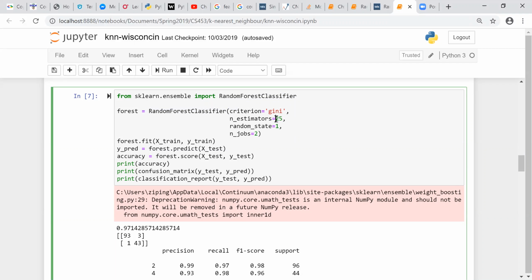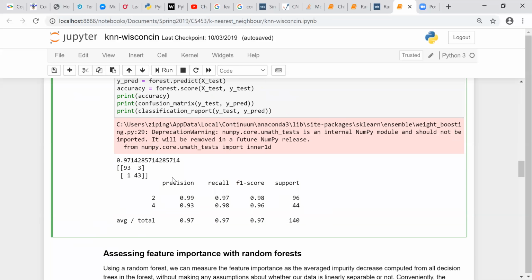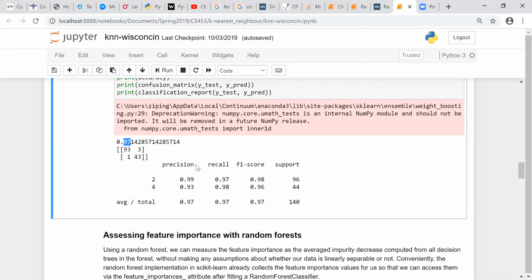And here you're going to use 25 decision trees. And n_jobs is 2, so this number of jobs can expedite your processing by making use of multiple cores. Then you do fit and predict, and you can also collect the accuracy score, confusion matrix, and classification report. It's similar. We can see the result is 97, while KNN is 98.